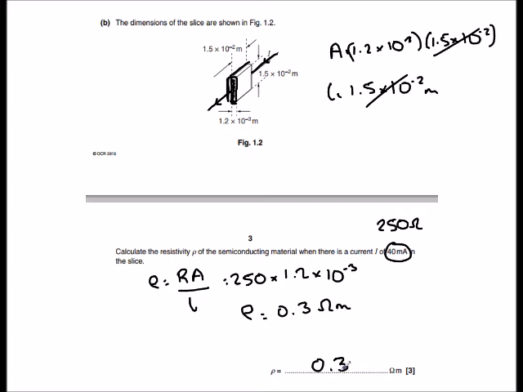So I can put down here 0.3. In this particular example, for the area I multiplied this dimension by this dimension to get the cross-section area. But this dimension here happens to be the same one as the length. Therefore, if I'm multiplying by 1.5 times 10 to the minus 2, then dividing by 1.5 times 10 to the minus 2, those are just going to cancel. So I can actually just write 1.2 times 10 to the minus 3 and multiply by the resistance.